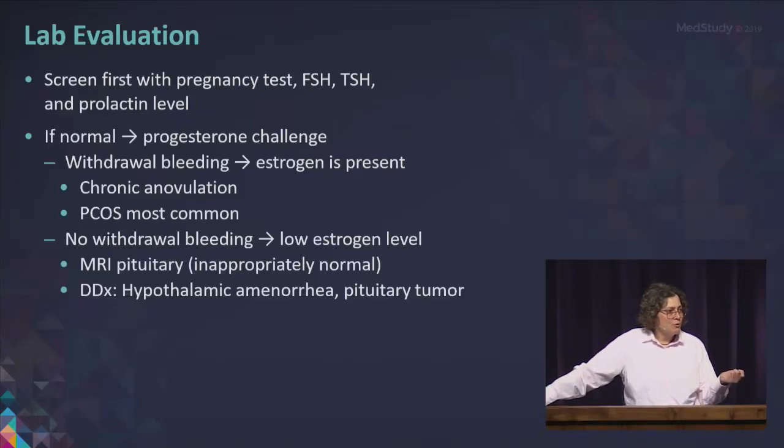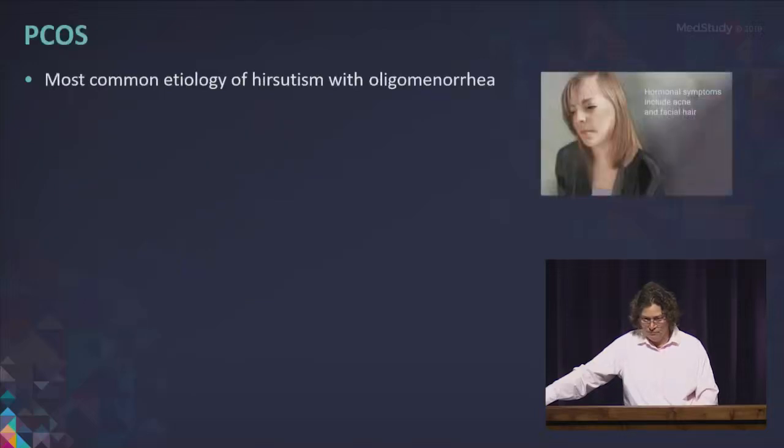If you give them progesterone for 5 to 10 days and they do not have a withdrawal bleed, that is a low estrogen state. So in this context, with absence of estrogen, meaning you're not having a bleed after progesterone, with normal gonadotropes, inappropriately normal LH and FSH, you want to then image the pituitary to make sure that you're not missing anything at the level of the pituitary. But again, your diagnosis, your differential would be hypothalamic amenorrhea or pituitary tumor.